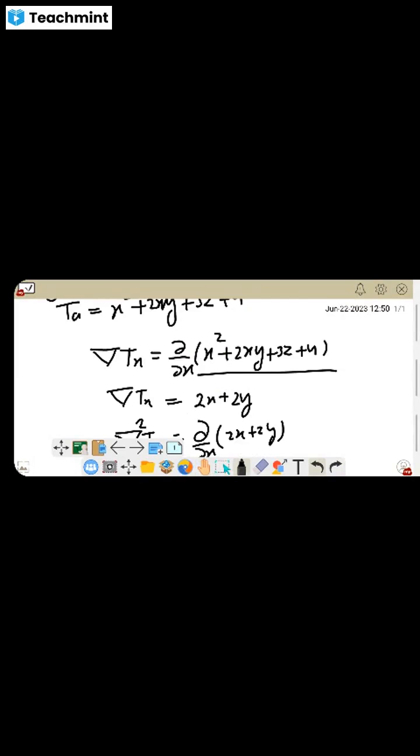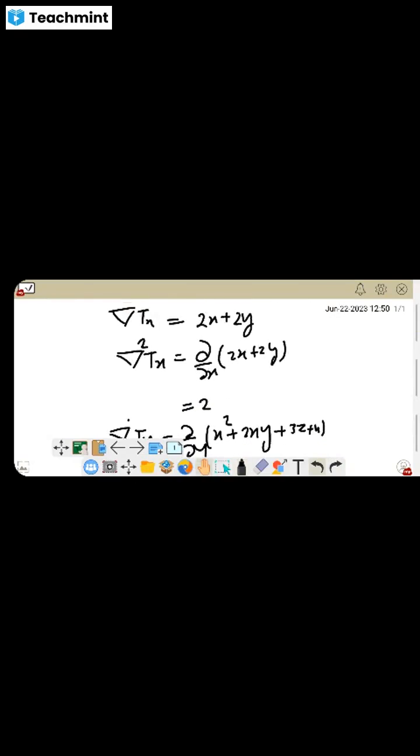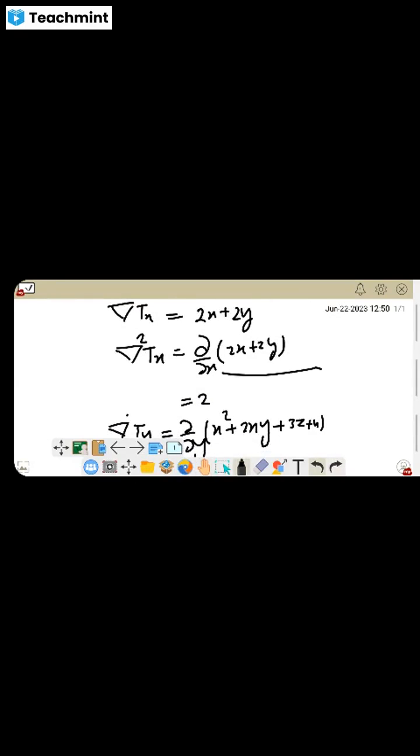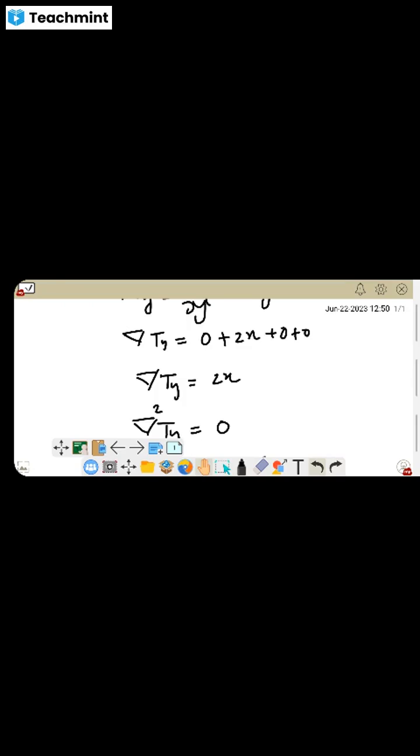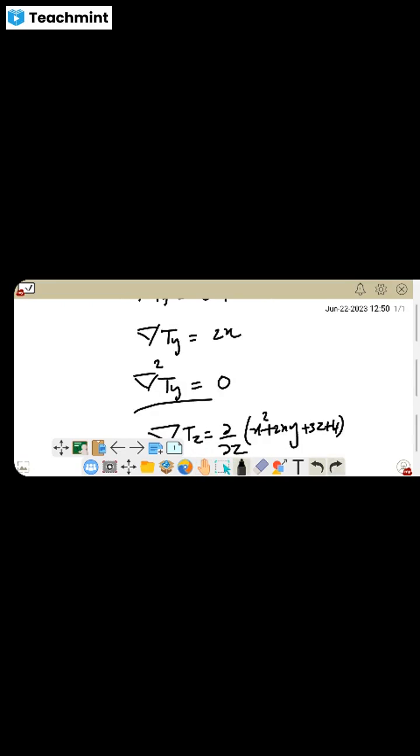So differentiate with respect to x one time. This is the result. Got it? Yes, ma'am. Then differentiate it again with respect to x. We have 2 here. Now differentiate with respect to y. We have 2x here, and here we have zeros. Then differentiate it again with respect to y. We have 0 here because there is only one term of x, so the second order is 0 with respect to y.